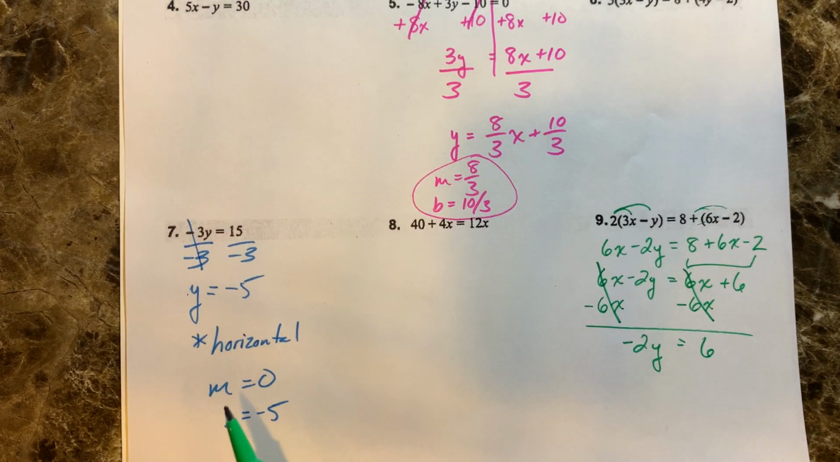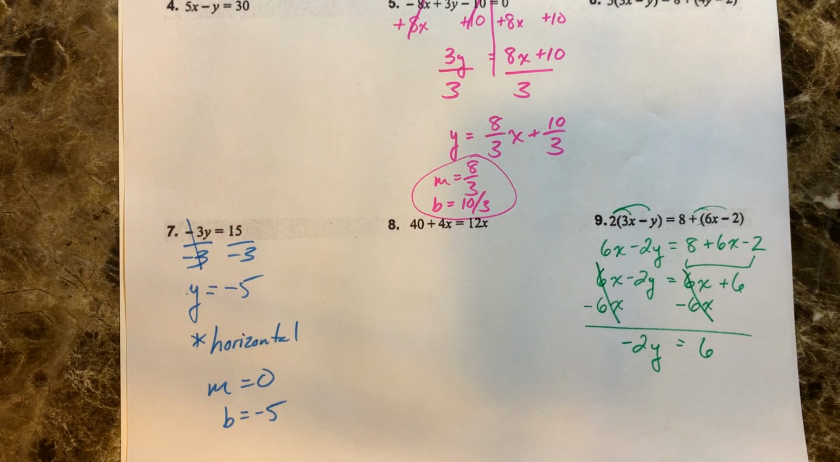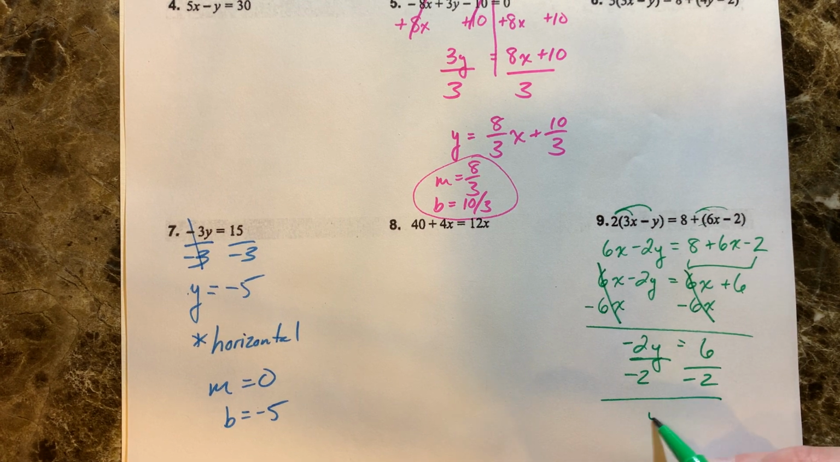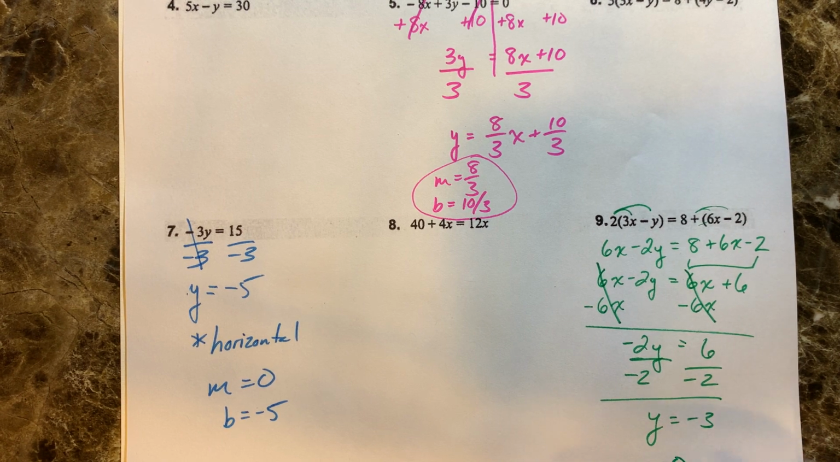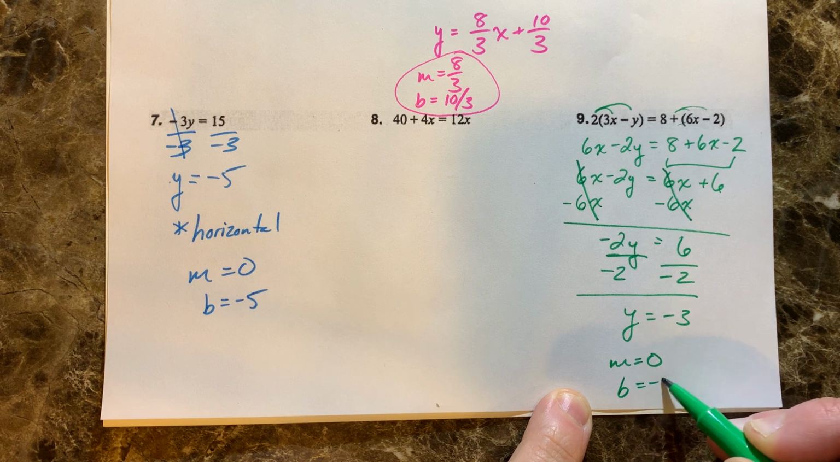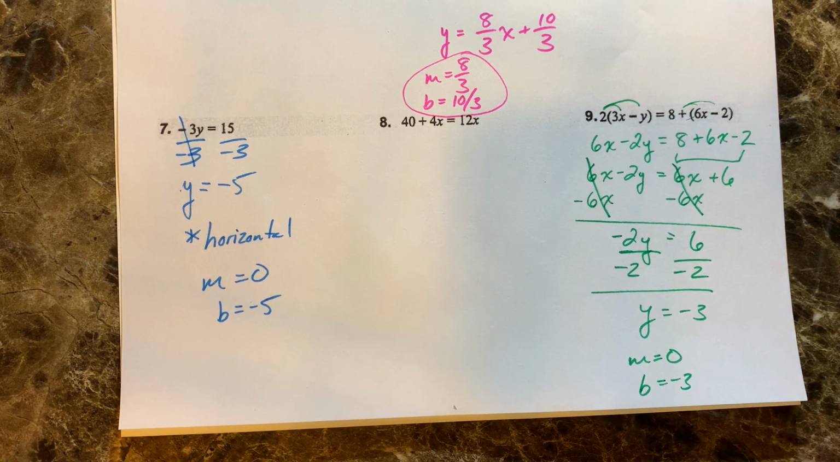So it's going to be very similar to the one that we just did over here at number 7, because if we divide both sides by negative 2, we get y equals negative 3. Another horizontal line which has no slope, and it has a y-intercept that we see just as our number, negative 3.